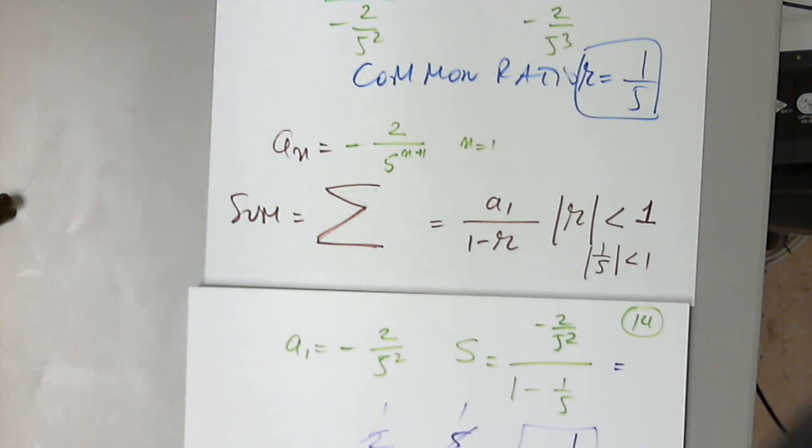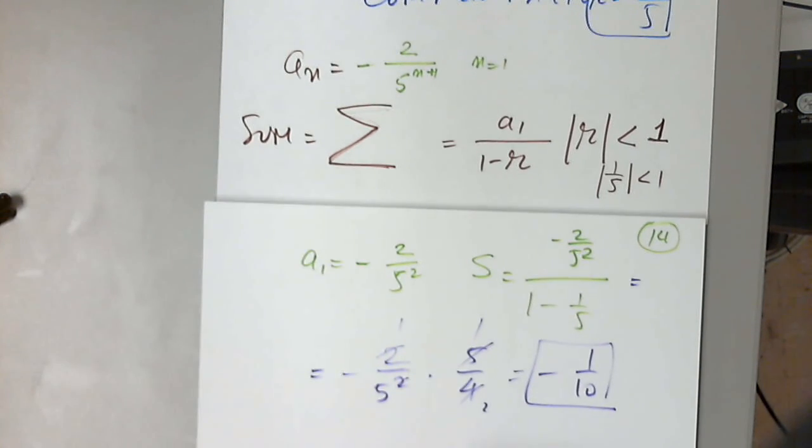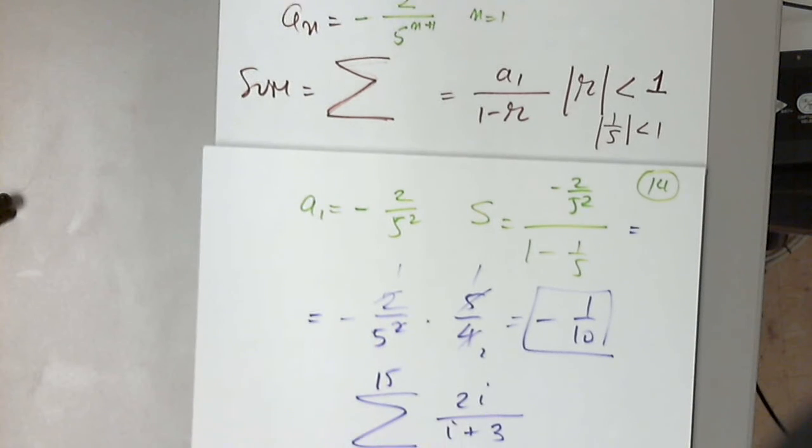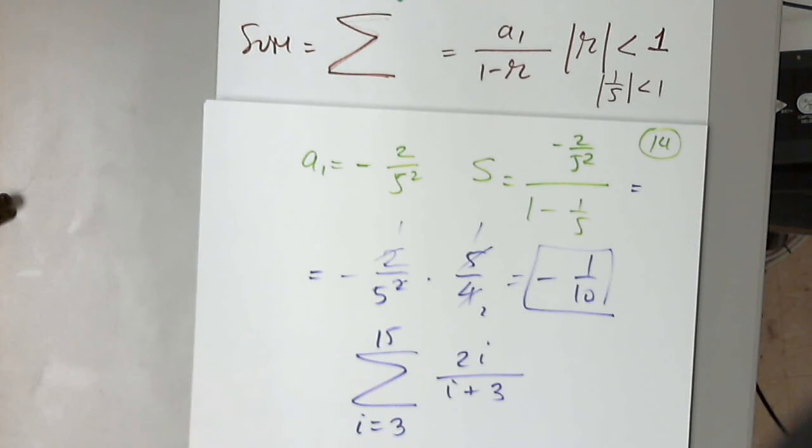How do we calculate something like this with a graphing calculator? Let's say from i equals 3 to 15, of 2i over i plus 3. How do I determine this with the graphing calculator? If you do not have that sum function, you can use the software.